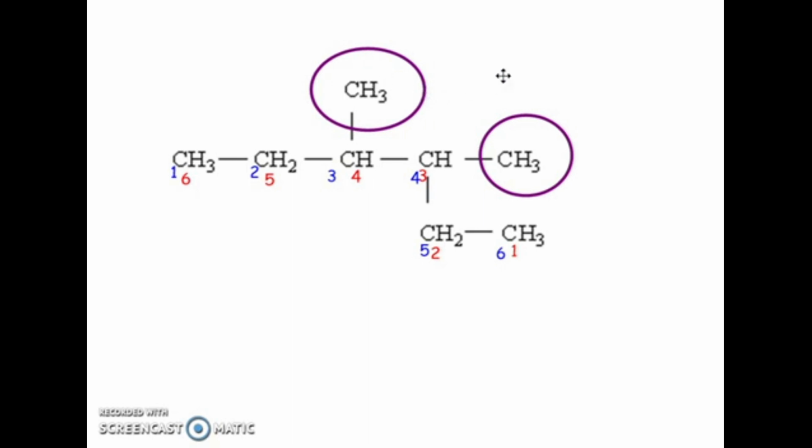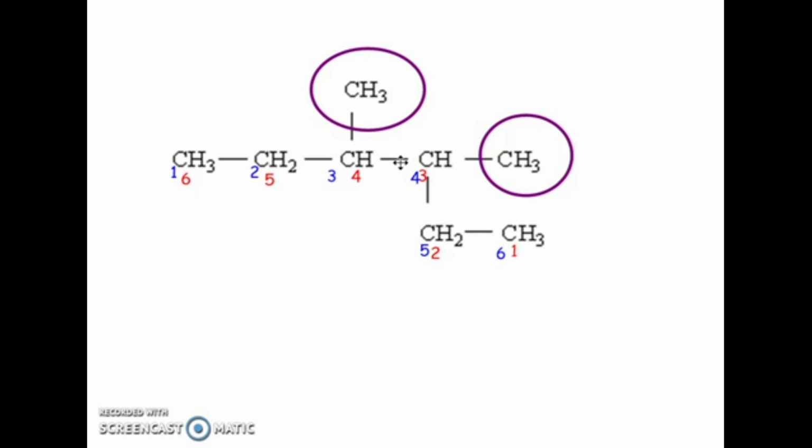Here I have 2 substituents. Both of those substituents have 1 carbon in the branch, so they're both methyl groups. Looking at the blue numbers, I have 1 coming off of carbon number 3 and 1 coming off of carbon number 4. If I look at the red numbers, I have 1 coming off of carbon number 3 and 1 coming off of carbon number 4. So for this one, it actually doesn't matter where I start numbering my chain. Both are going to give me the same answer.